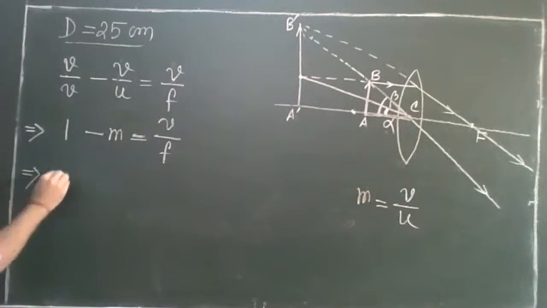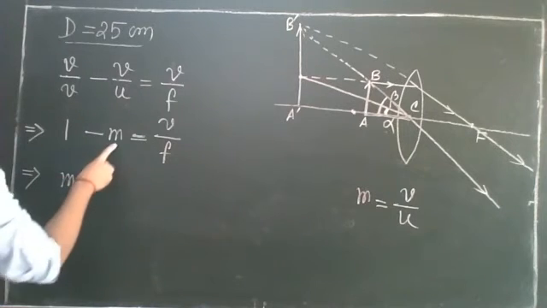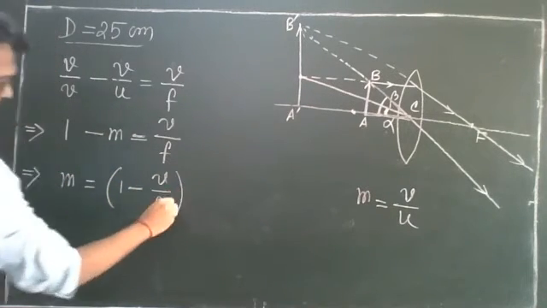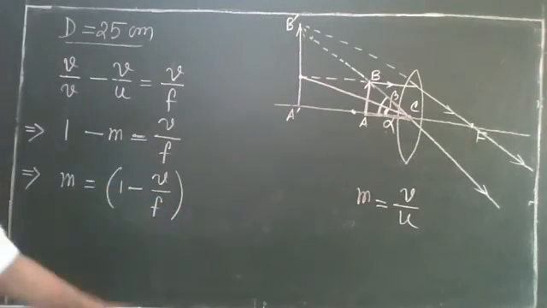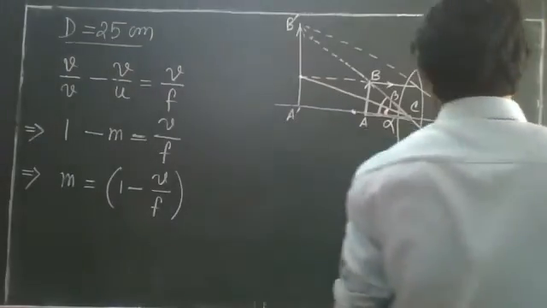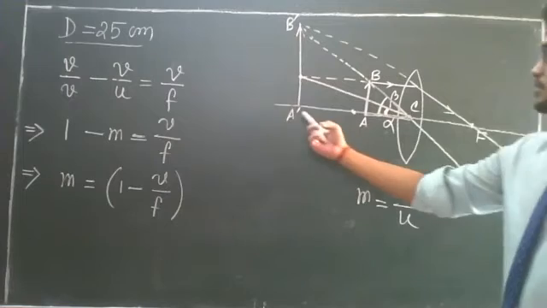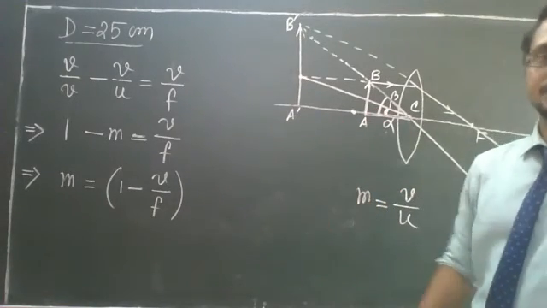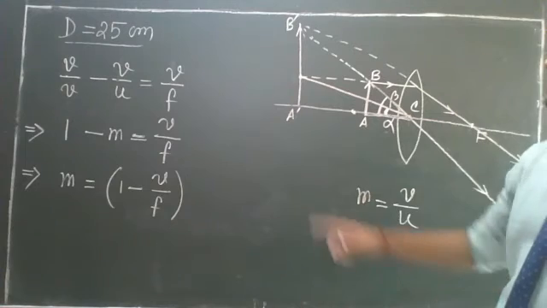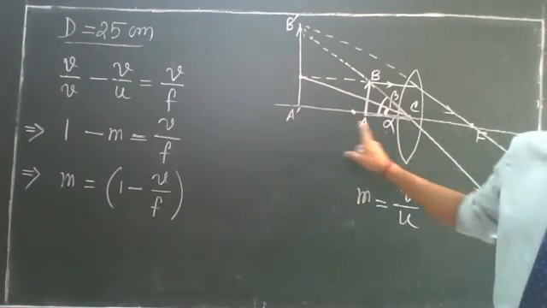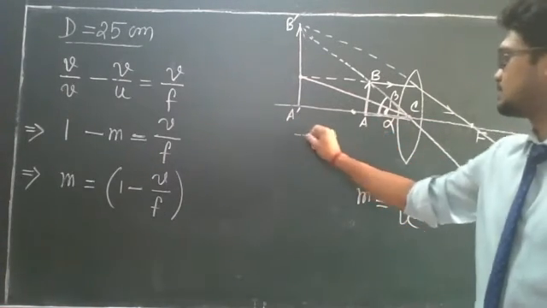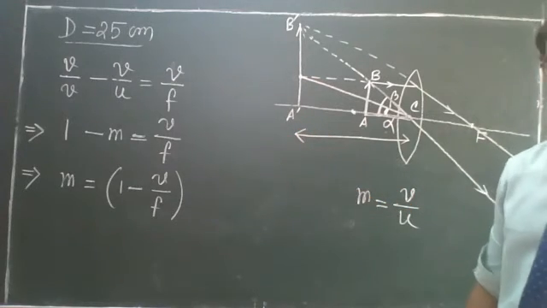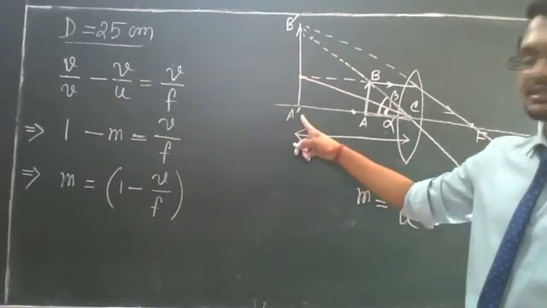So what will be M, the magnification formula? M is 1 minus V by F. Now we have to remove V. So in place of V, what can we put? This is the position where we can see the image clearly. Seeing the image clearly means this position is the minimum distance of distinct vision, this distance A to C. So for that reason we can see it clearly.